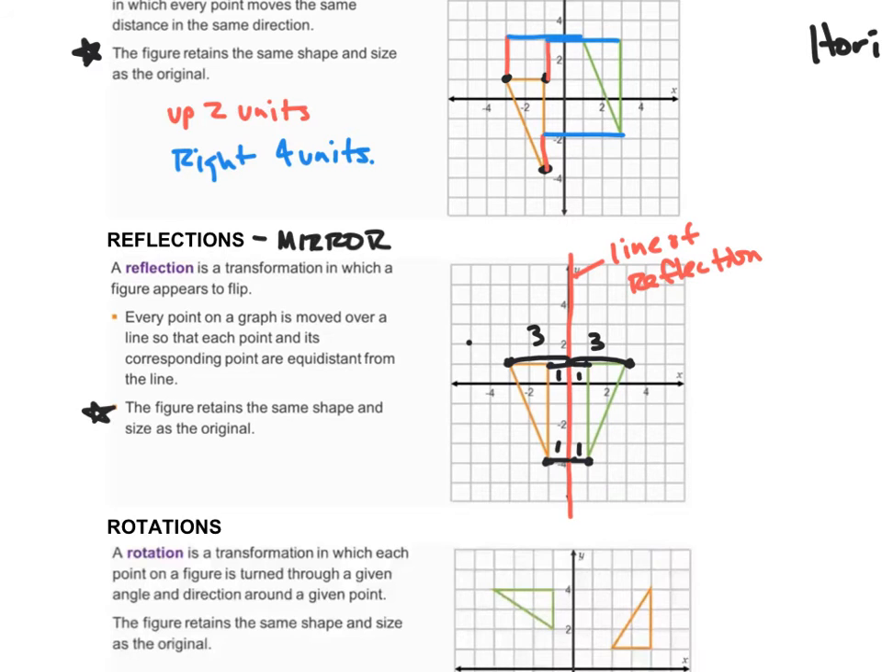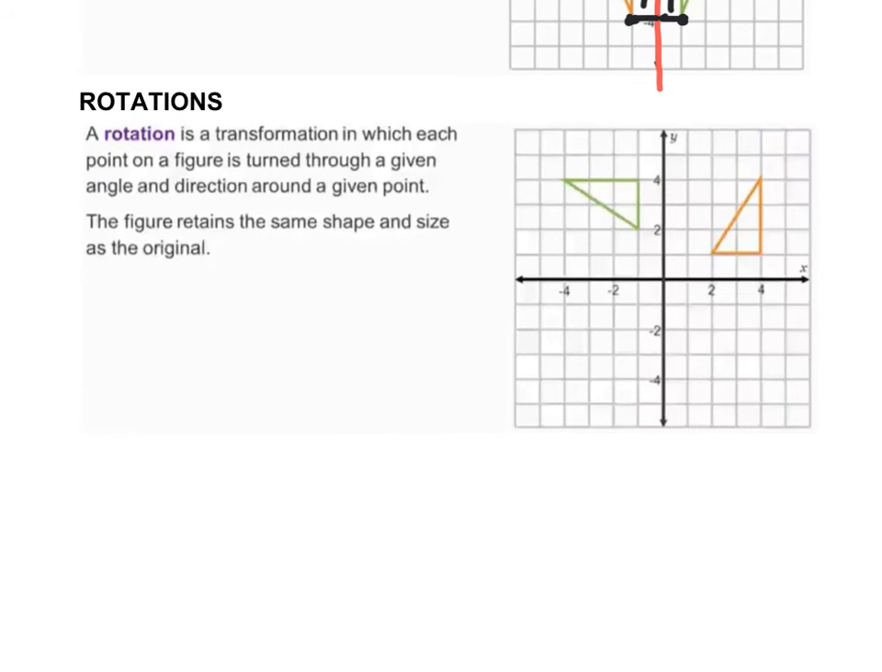Okay, rotations, more like brotations. A rotation, and remember, I think of a clock, okay? Like the hands of a clock. If you watch a dialed clock, you see these arms rotating around a center, okay? And so what you have here, a rotation is a transformation in which each point on a figure is turned through a given angle and direction around a given point, okay? Again, the figure retains the same shape and size as the original. I keep saying that, all right?